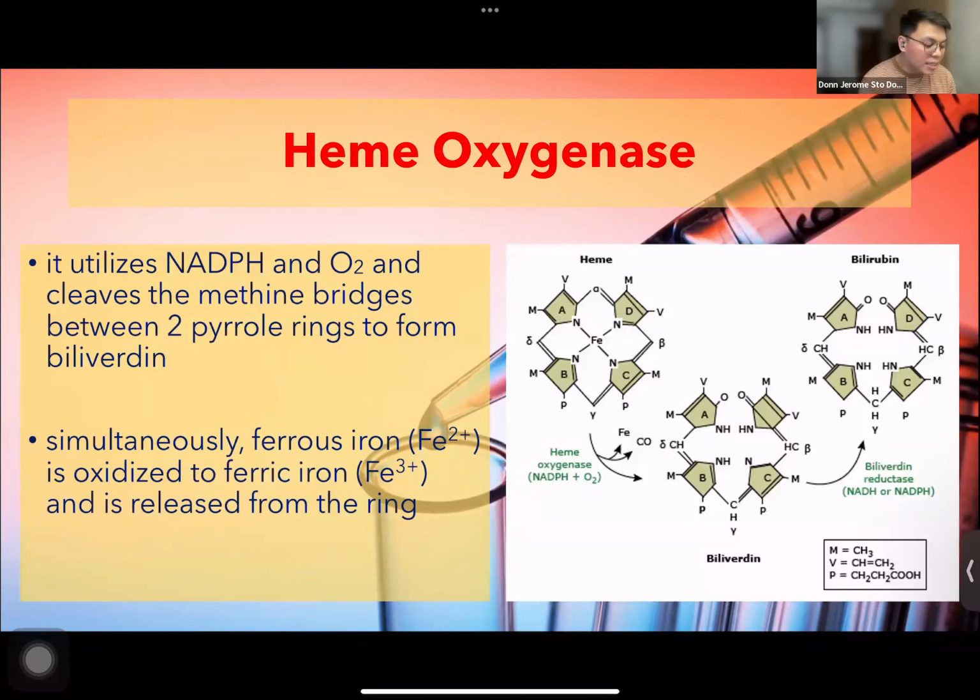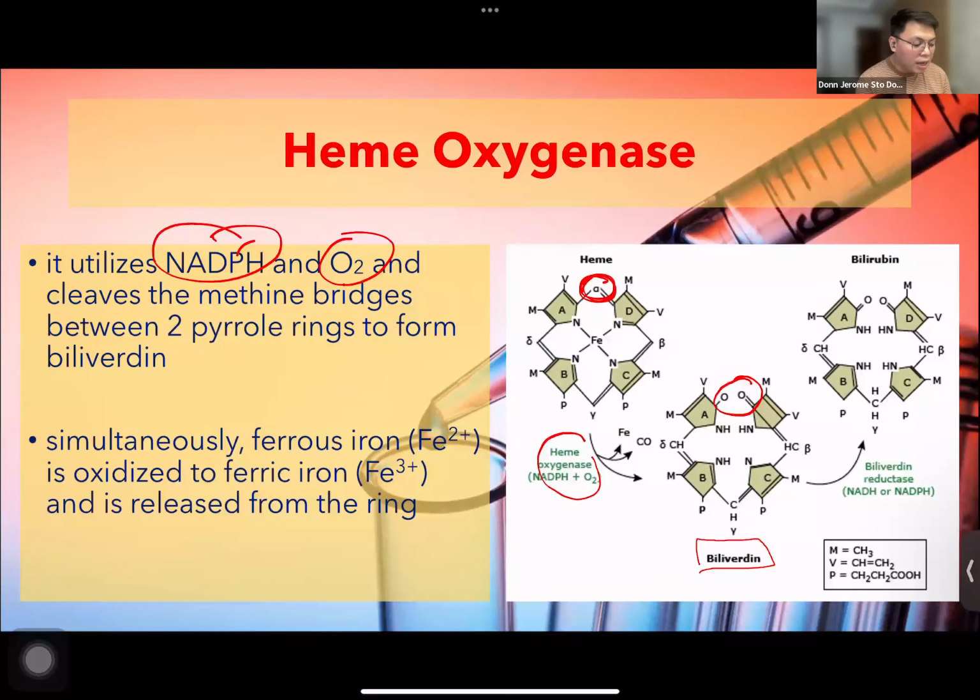So heme oxygenase is an NADPH and oxygen-requiring enzyme that would cleave the pyrrole rings at the methane bridge. Remember earlier, how do we label the methane bridges? Using Greek alphabets, alpha through delta. Specifically, heme oxygenase would cleave the alpha methane bridge. You see? Converting your heme to a green pigment, biliverdin. Okay? So this is the enzyme.